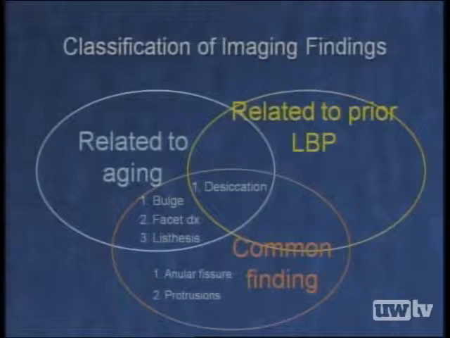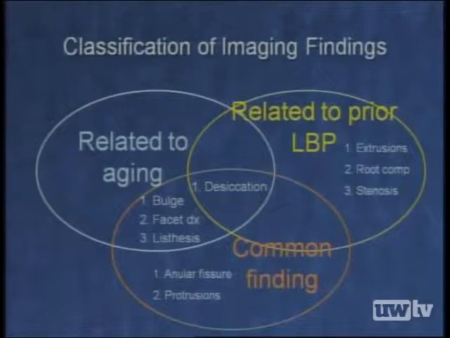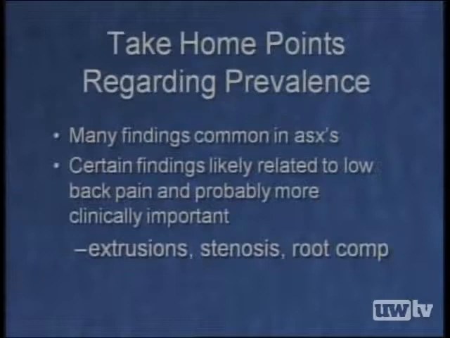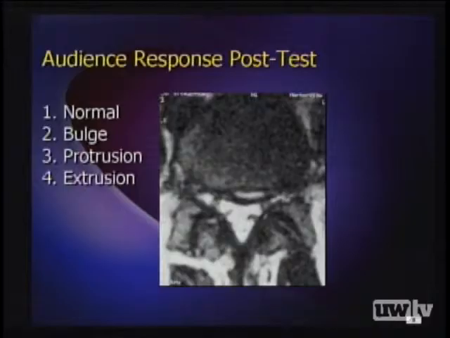And then finally, the three things that clinically are worth focusing on are related to prior low back pain, related to back pain, not common, not related to aging, and those are disc extrusions, nerve root compression, and moderate or severe central stenosis. And so the take-home points regarding prevalence and really what imaging findings are most relevant to somebody's low back pain are, one, that many findings are common in people without low back pain, but certain findings are more likely related to low back pain, and probably the most clinically important, those are extrusion, stenosis and root compromise, and what you focus on on a daily basis.